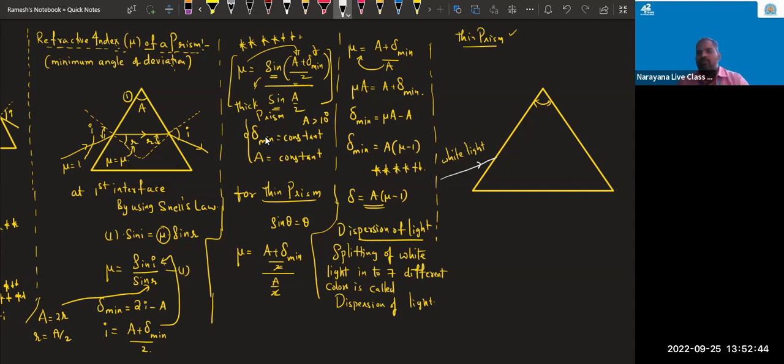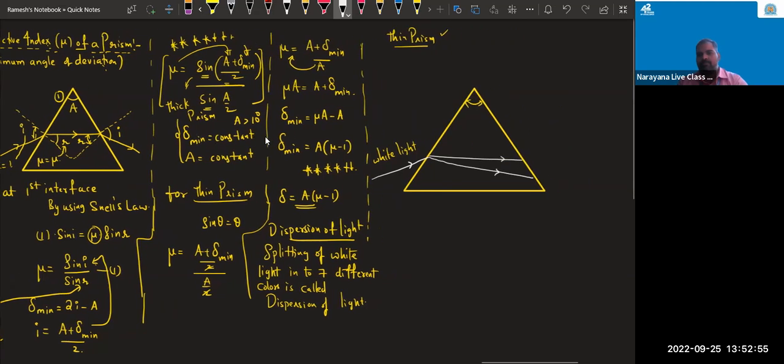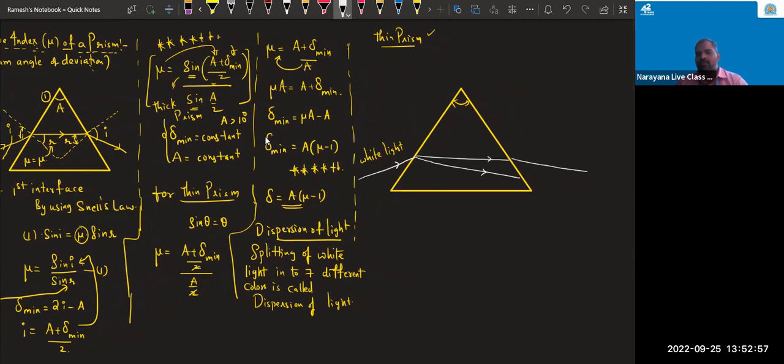Here also, these 7 different colors: violet will bend more, deviate more, but red will deviate very little. In between, 7 different colors are there. Violet has more deviation. This is violet and red. In between, how many colors are there if you keep the screen? Violet, indigo, blue, green, yellow, orange, and red. Understood? Meaning violet is deviated more.